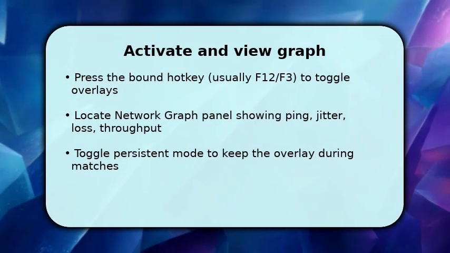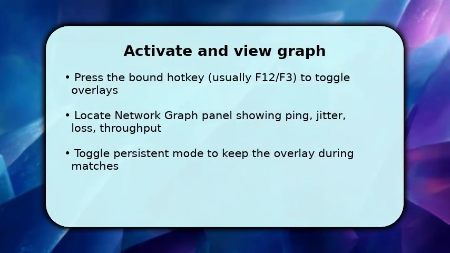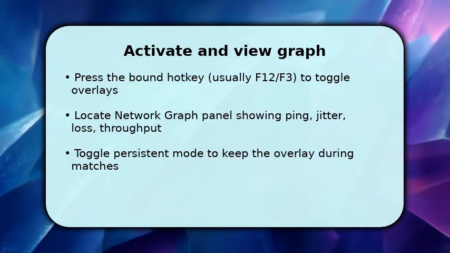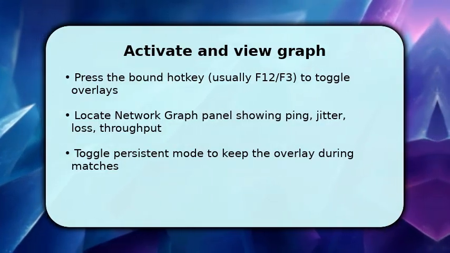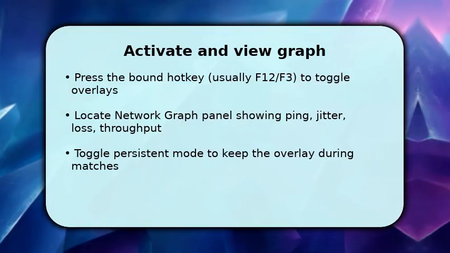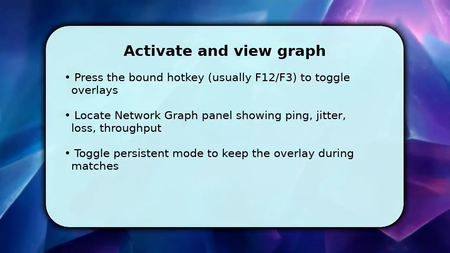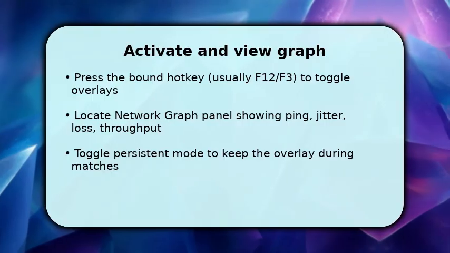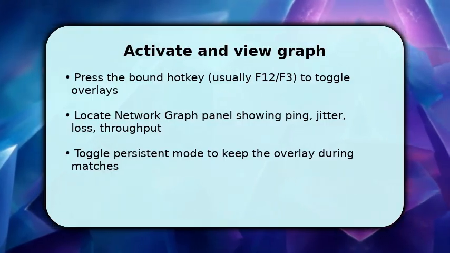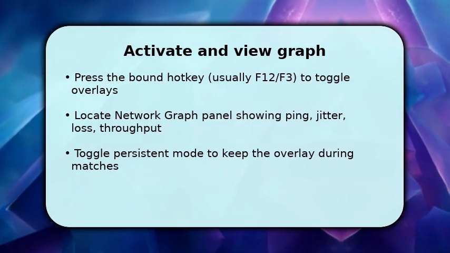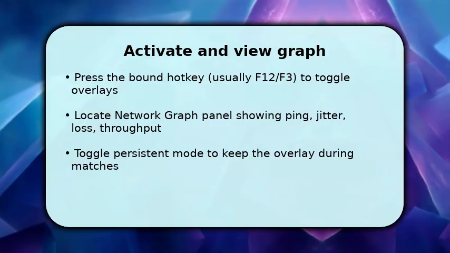With the game running, press the overlay hotkey you configured, commonly F3 or F12. The network graph panel appears showing live ping, jitter, packet loss, and byte throughput across time. Once visible, switch the overlay to persistent mode so it remains during kickoffs and replays. This helps you watch trends instead of single spikes.